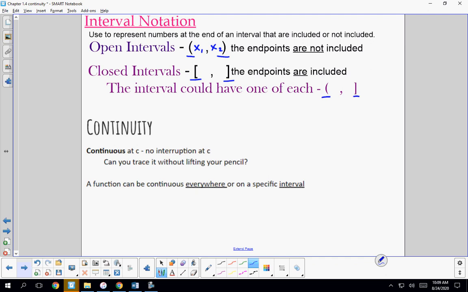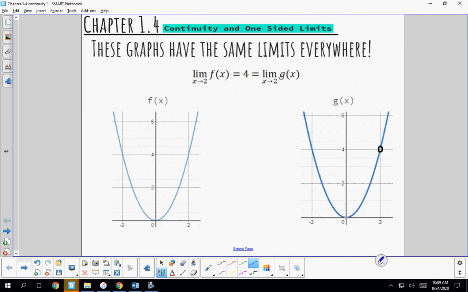So continuity just means there's no interruption at a point. When we talk about continuity, we talk about every single point. So basically, can you trace it without lifting your pencil? A function can be continuous everywhere or in an interval. Here, F is continuous everywhere because I can trace it without ever lifting my pencil.